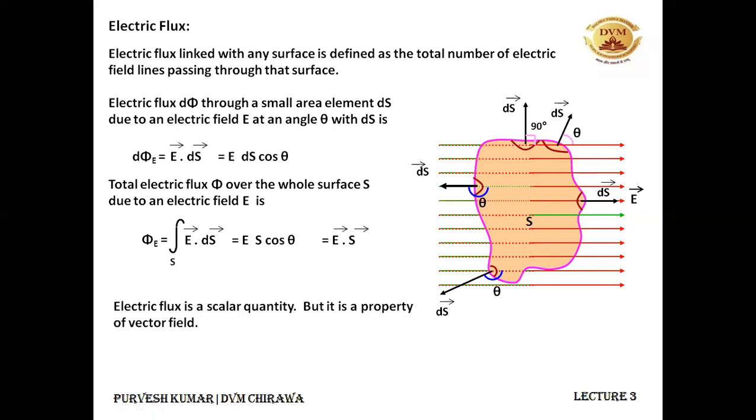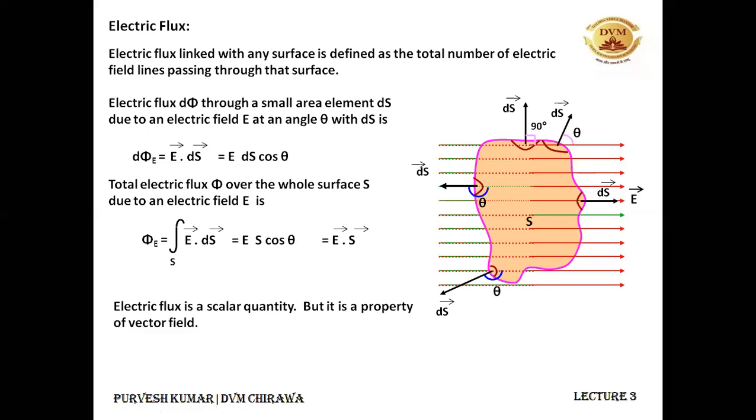Electric flux is a scalar quantity, but it is a property of a vector field. See, this is my vector field, the electric field is a vector, but electric flux is a scalar quantity because it is the number of field lines. A number can be magnitude only; it can be 100, 1000, 10,000, 2000, and so on.